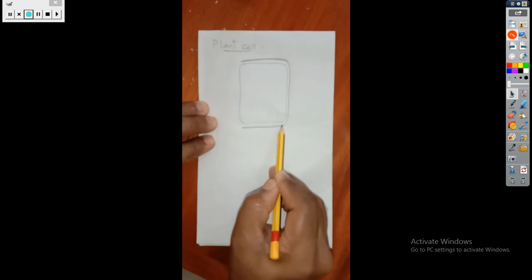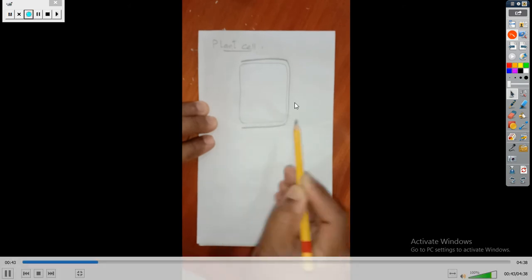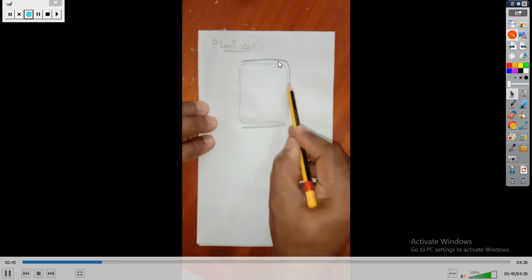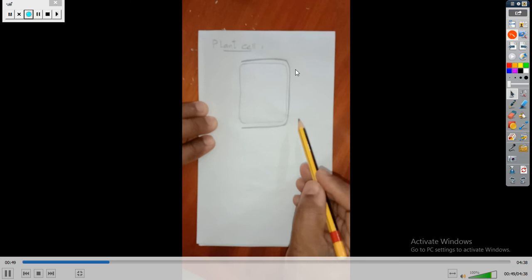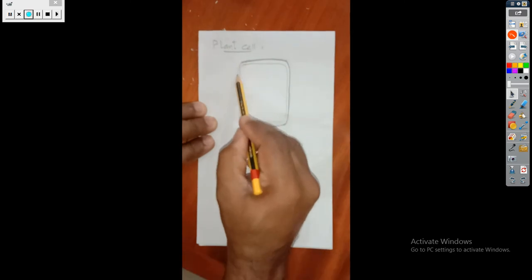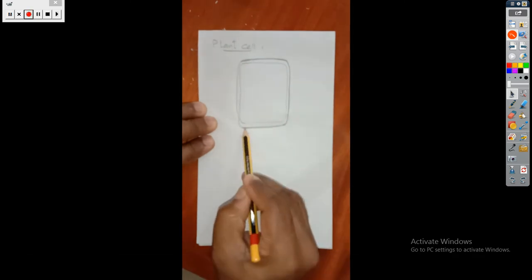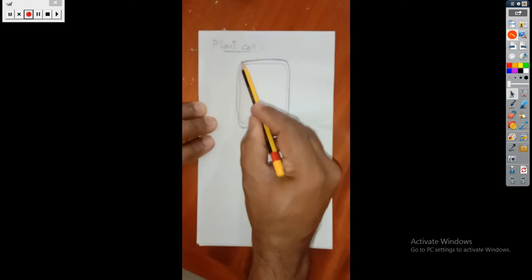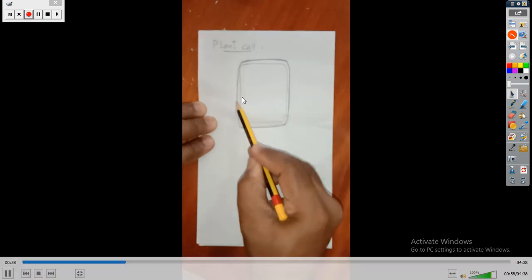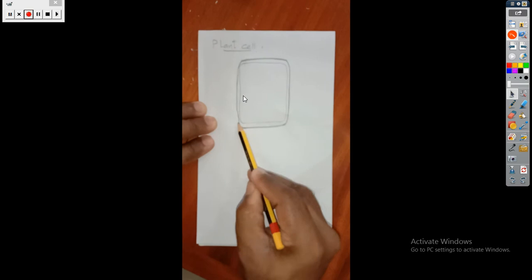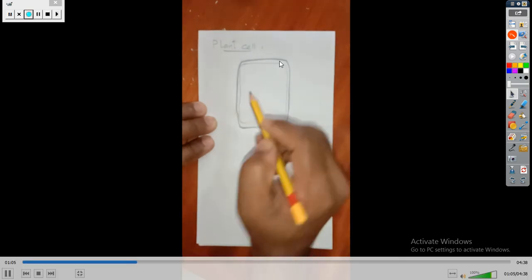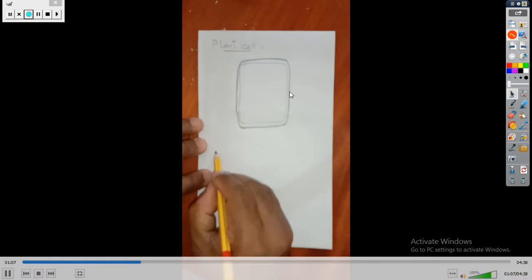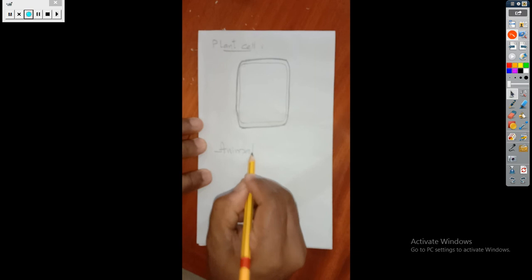And you see I have drawn one thin layer here. Outside the thin layer I am drawing another thick layer. So the plant cell is protected by two layers, an inner thin layer and an outer thick layer. And usually the shape of the plant cell is hexagonal or polygonal, having more than one side, 4 sides or 5 sides or 6 sides, whatever it is.